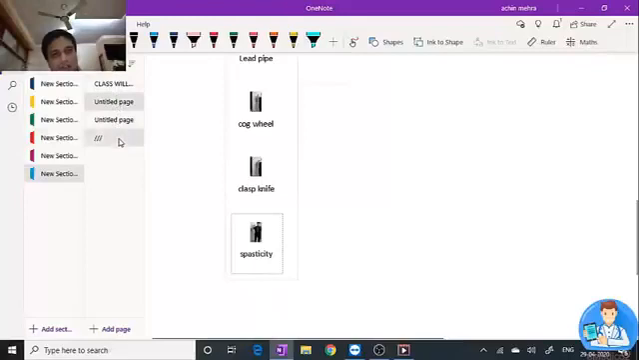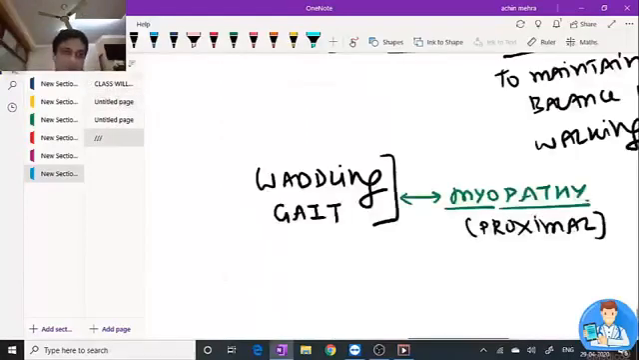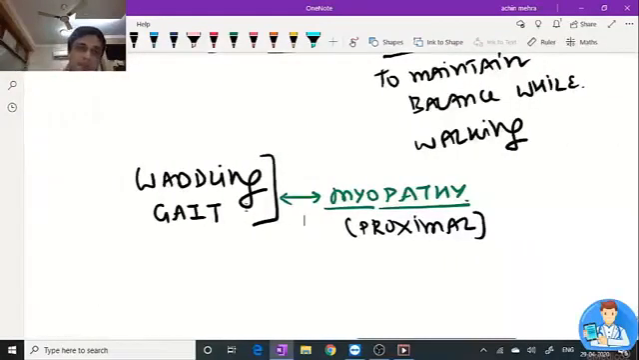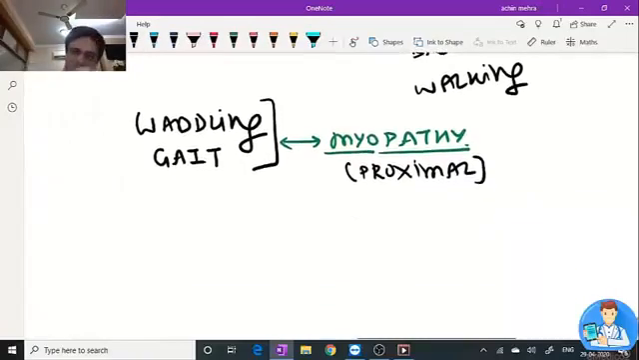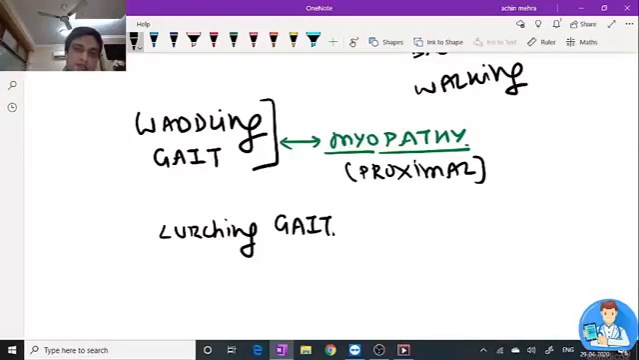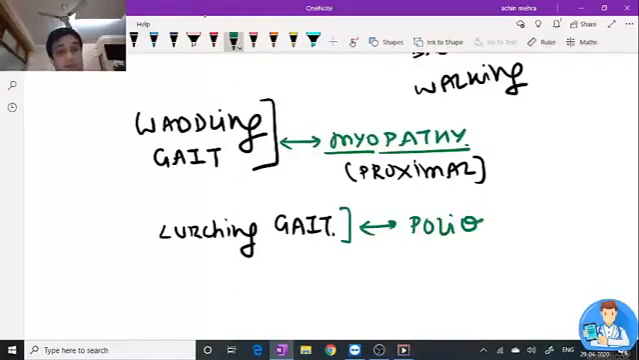Now, let's follow the gait disorders. We have another gait, which is known as a lurching gait. Now, follow this name, lurching gait. The lurching gait is seen in patients with poliomyelitis, polio. So there's a disorder known as polio, which has a typical lurching gait.